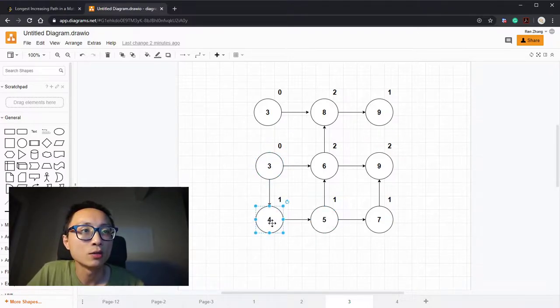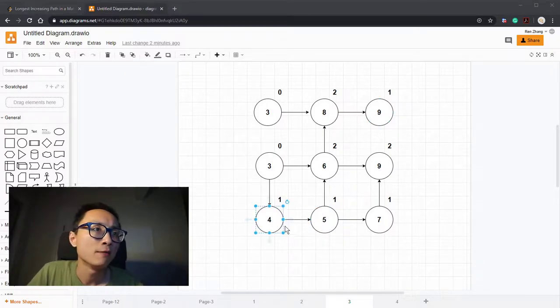So the downward paths will go to 4 and 5, and 5 will go to 7 and go back. 5 will also go to 6. 6 will tell 5 it's going to be 4. 4, together with 5, will be 4. 5 will tell 4 it's going to be 5.